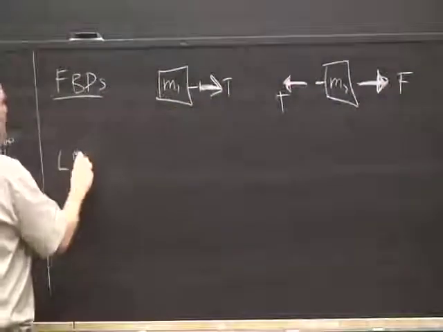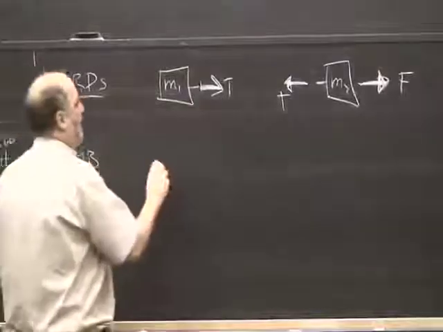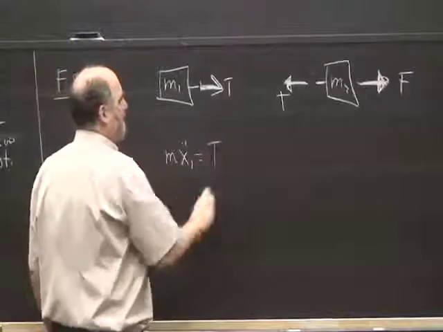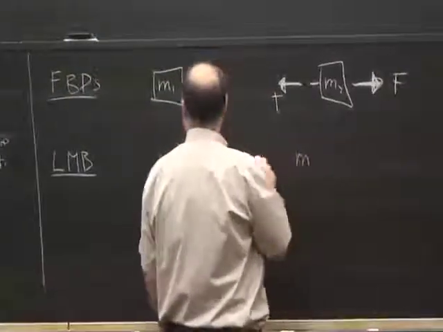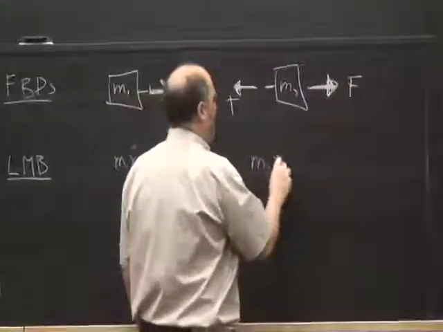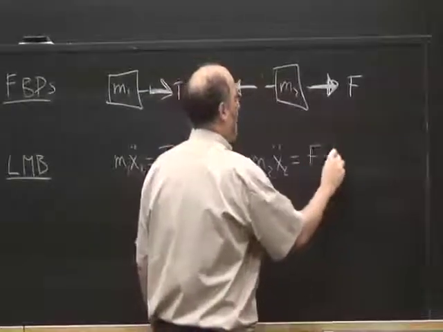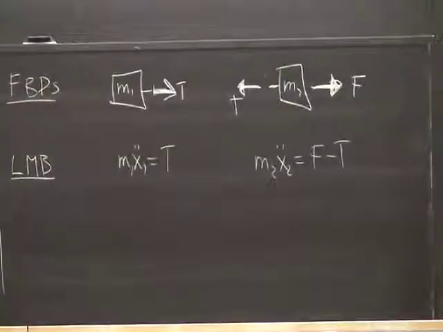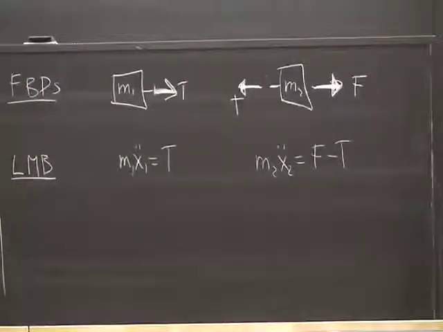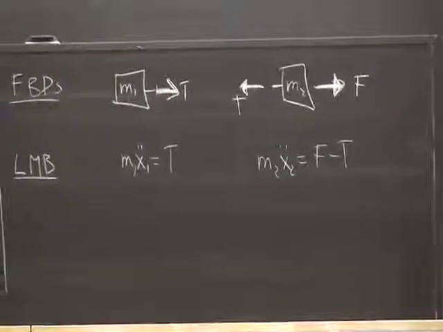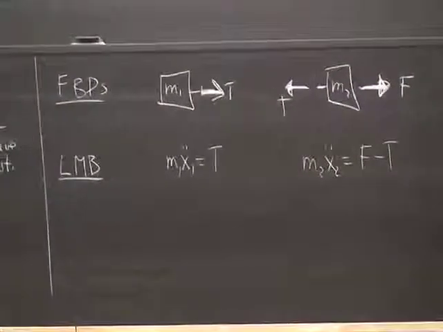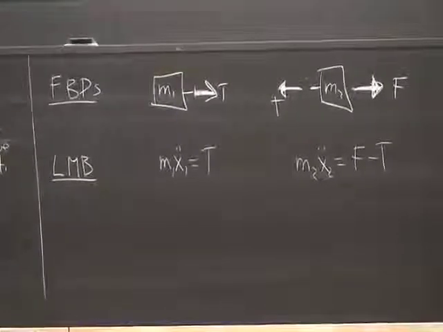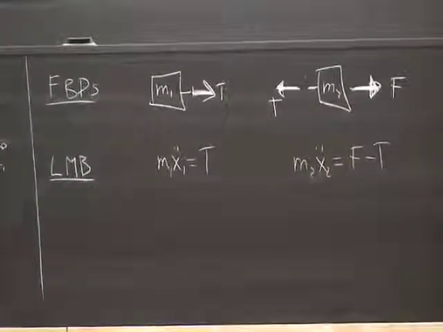Then if we look at linear momentum balance for this system, we have here that m1 x1 double dot is equal to the tension. And over here we have m2 times x2 double dot is equal to the force minus the tension. Now, can we solve for the tension and the accelerations from those equations? Yes? No? Yes? What's your question? You have an answer for me?